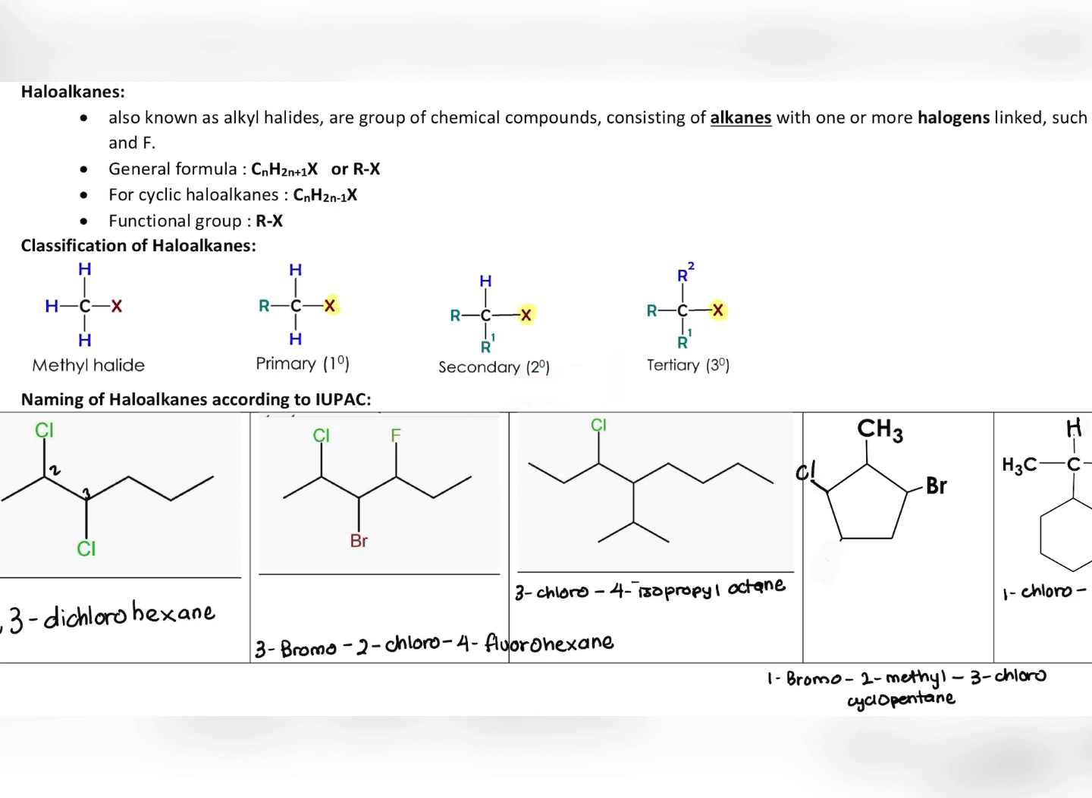And sama jugalah kalau tertiary. So this is your halogen directly attached to this carbon. So kamu classify this carbon. 1, 2, 3 carbon jiran. So it is tertiary carbon. Therefore, this haloalkane is tertiary haloalkane.